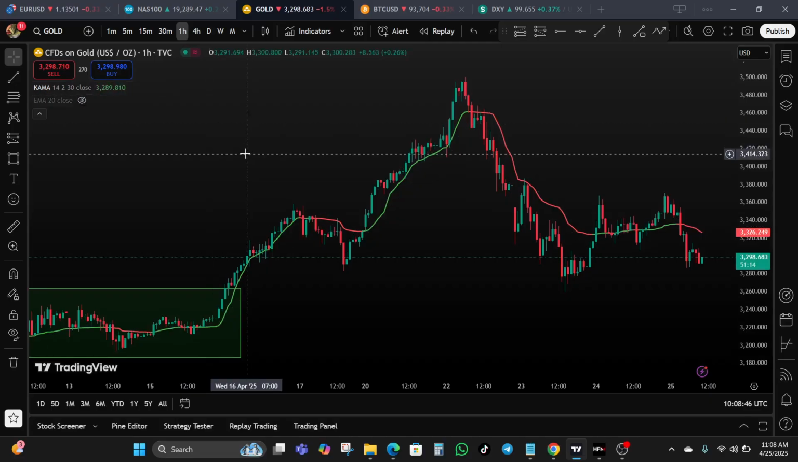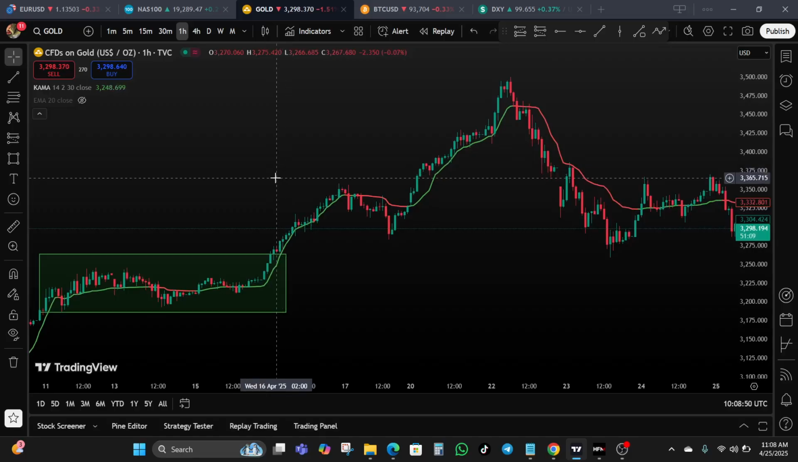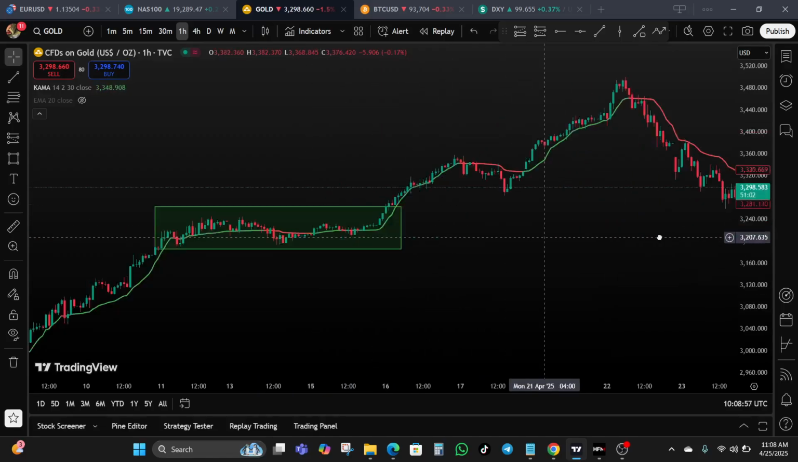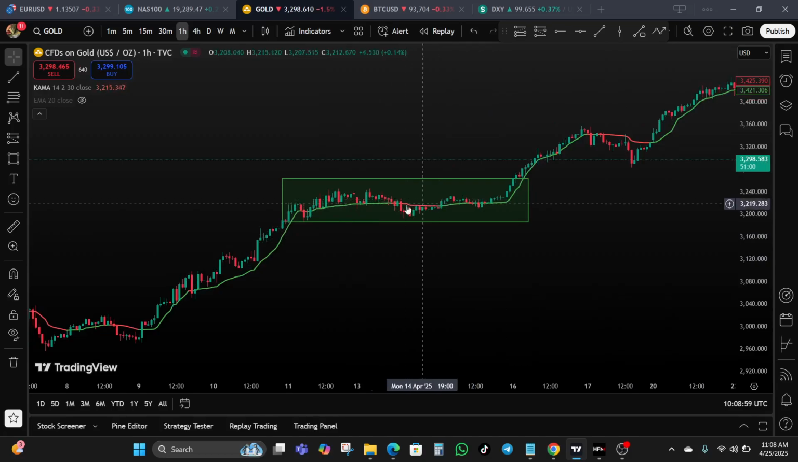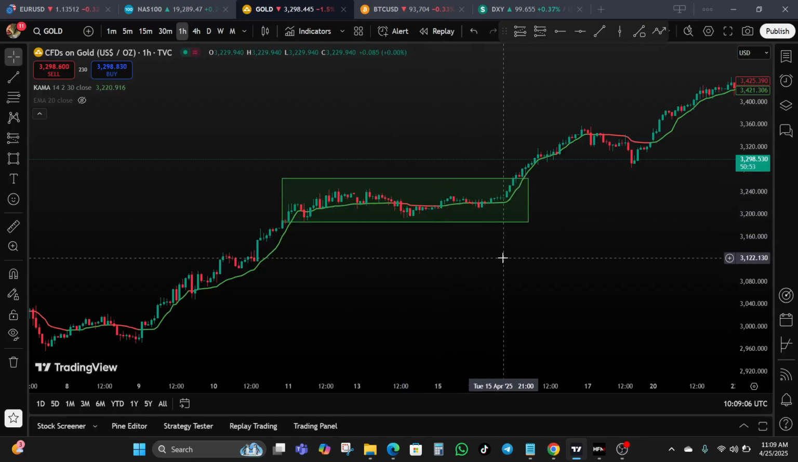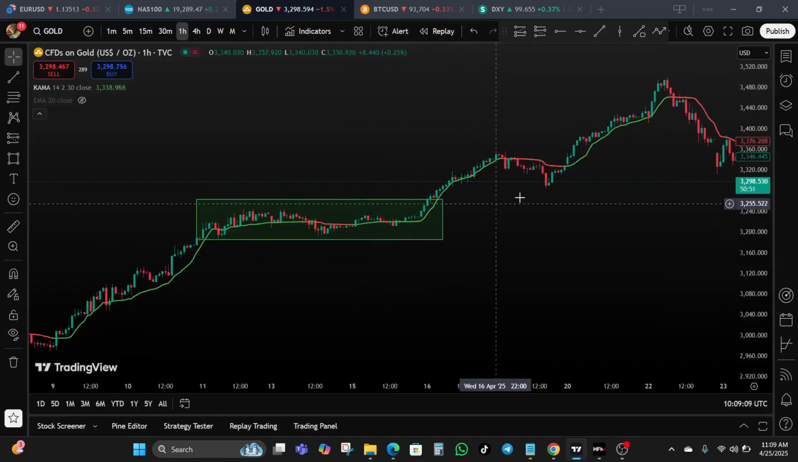Another method is slope analysis. If the KAMA is sloping upward, that confirms bullish sentiment. Then if the KAMA is flat, like in this case, avoid trading because it's a ranging market. You can even use KAMA as a dynamic support or resistance level. When price bounces off the KAMA and continues in the trend's direction, it's often a strong entry point.